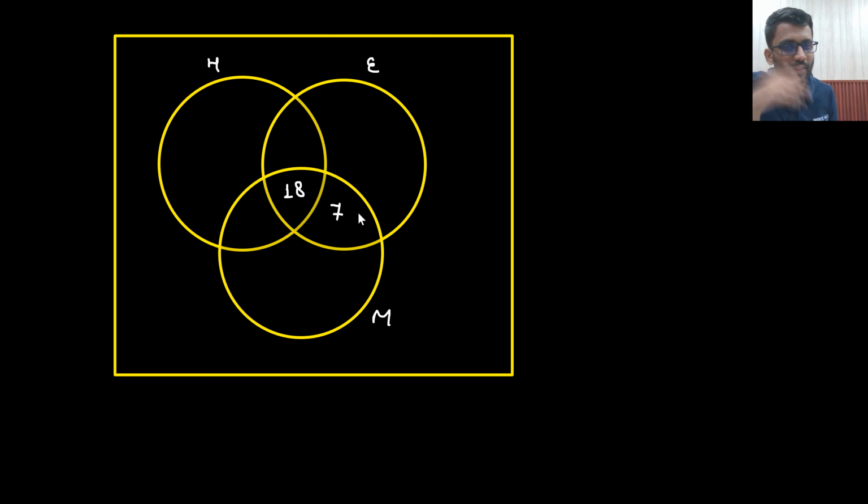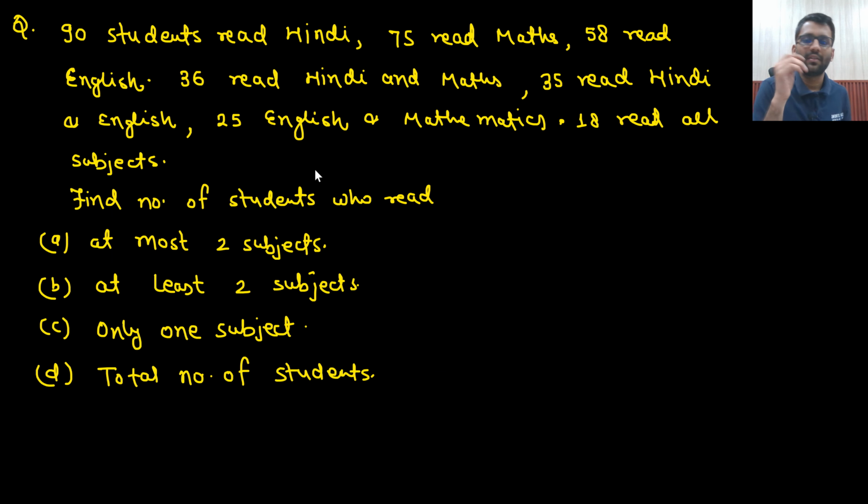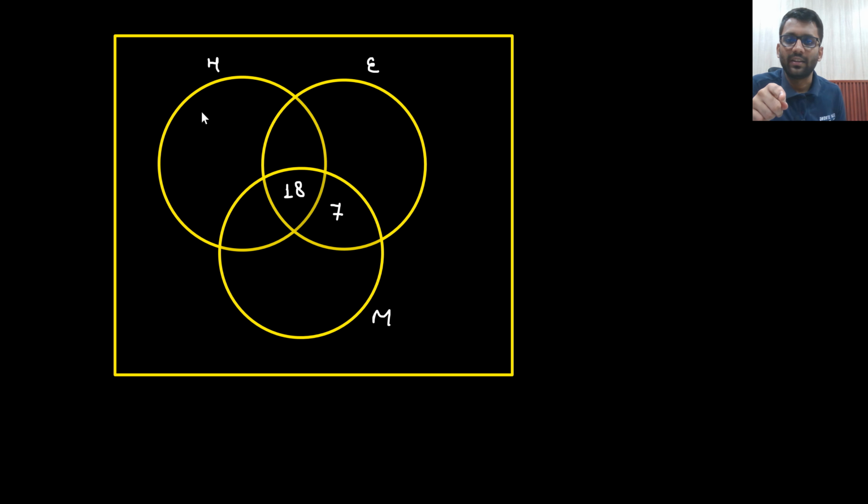So 18 are there in all. So this will be 7, right? 35 read Hindi and English. It is 35, so this would be 35 minus 18. What would that be? 17. For Hindi and English there are 35 students, right? What next are they asking?